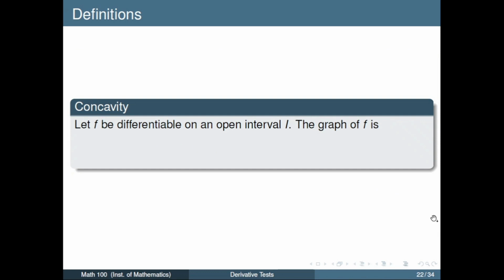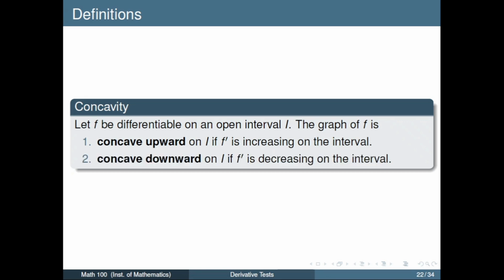Ngayon naman, dumako tayo sa third part ng ating lecture, which is about concavity. We define it first. Let f be differentiable on an open interval I. Graph of f is concave upward on that interval if f prime is increasing on the interval, it is concave downward on that interval if f prime is decreasing on that interval. Okay? So let's illustrate that graphically.